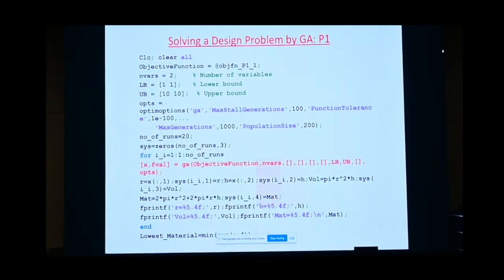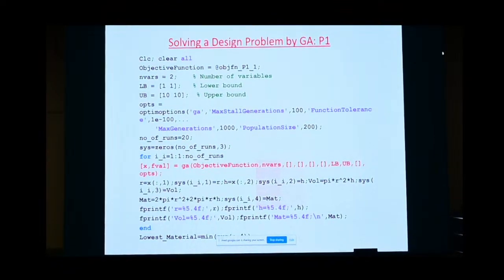Next slide. Here, this is the MATLAB code. First the objective function is defined, and you give some name as I said, obj function underscore p1. You define the number of variables, the lower bound and upper bound of each variable, and you can change some options like stall generation 100, population 200, maximum generation 1000. You can change these as per your requirements.